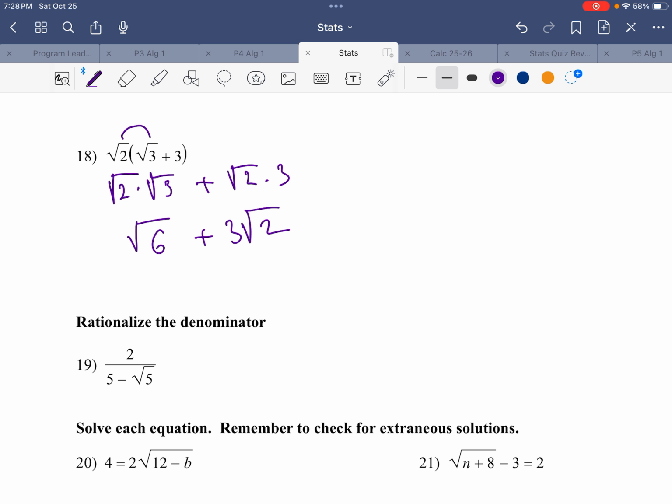Now, in 19, they're asking us to rationalize the denominator. To be able to do this, I need to multiply by the conjugate. So when we look at the conjugate, we're going to keep the two terms the same. In this case, I'm going to keep 5 and the square root of 5.